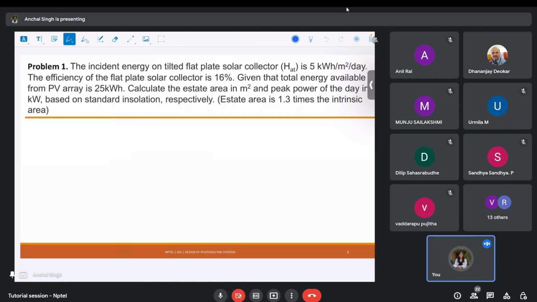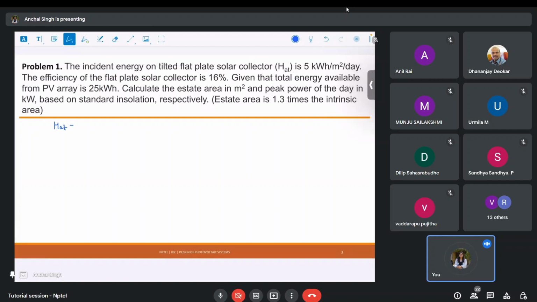Okay, let us start with the first problem. In this first problem, the incident energy on a tilted flat plate solar collector, that is HAT, is given as 5 kilowatt hour per meter square per day, and the efficiency of the flat plate solar collector is 16%. Given that the total energy available from the PV arrays is 25 kilowatt hour, calculate the array area in meter square and peak power of the array in kilowatts based on standard insolation.